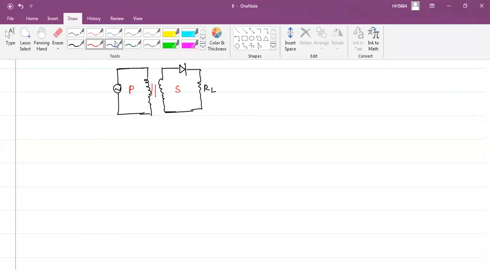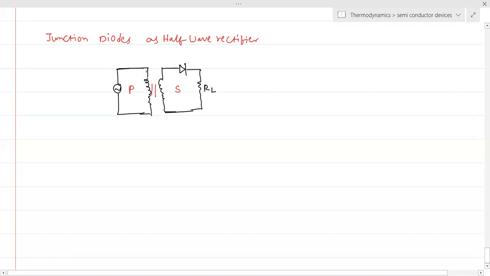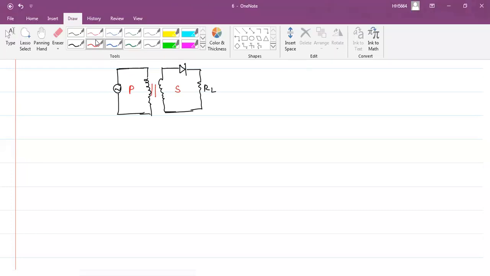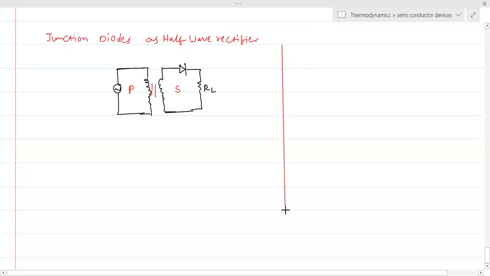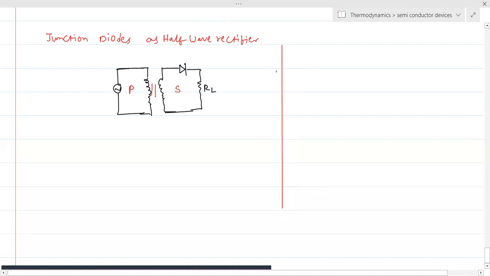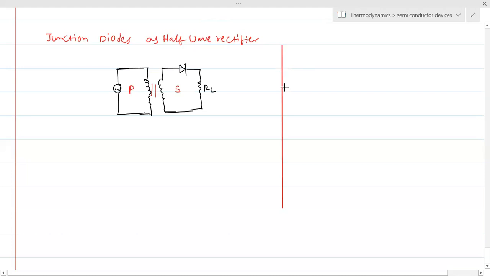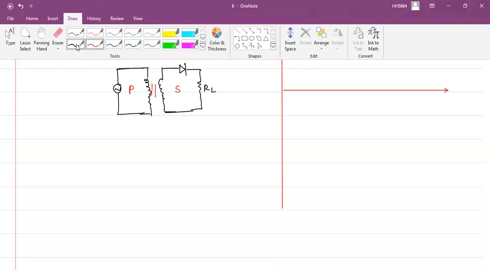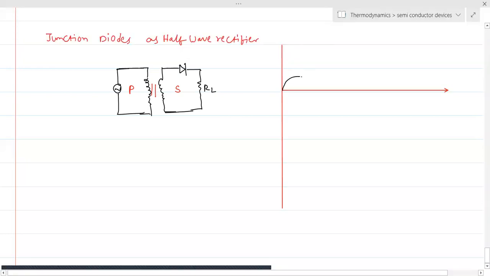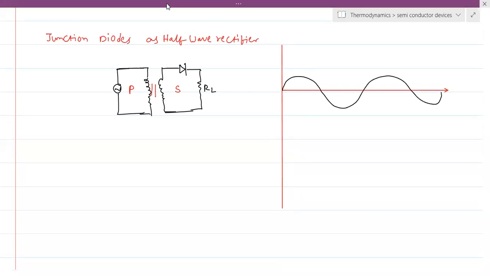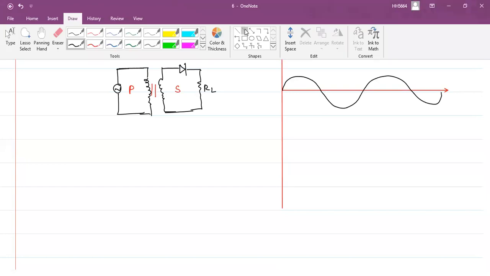So now we will understand the functioning of this half wave rectifier. Generally we take some AC source, and we get a sinusoidal wave like structure. For example, if I am taking this as the input, now we are going to study the output.